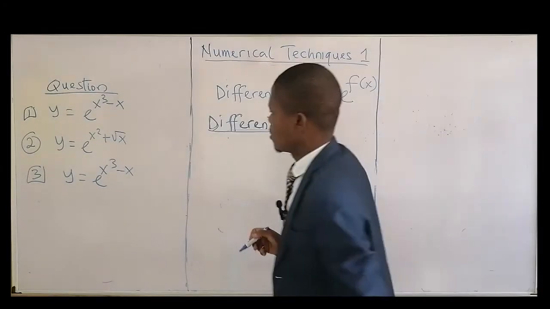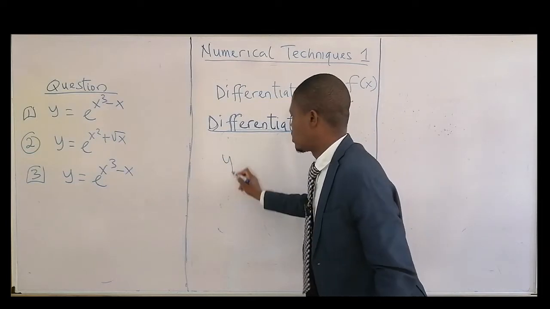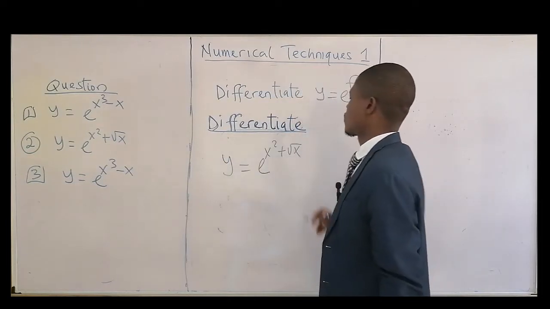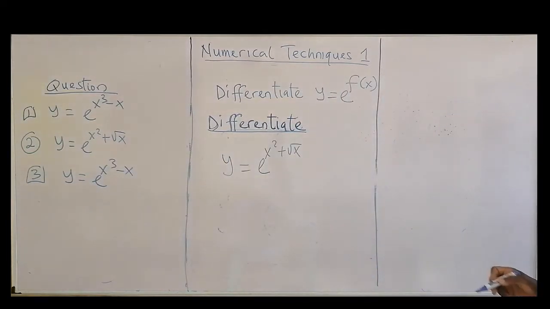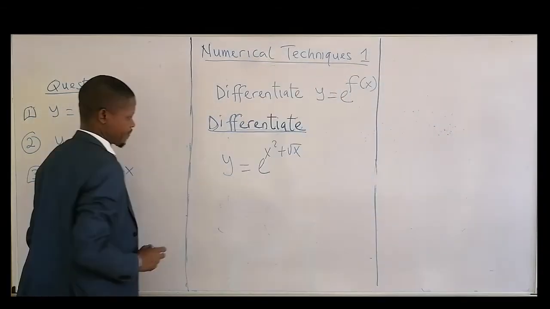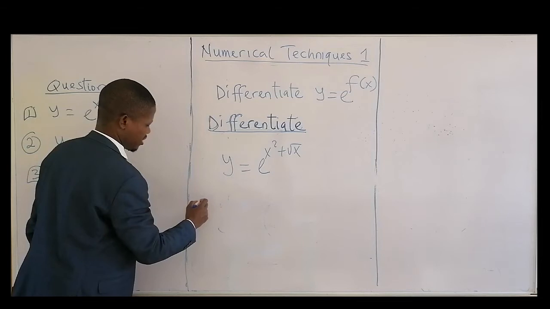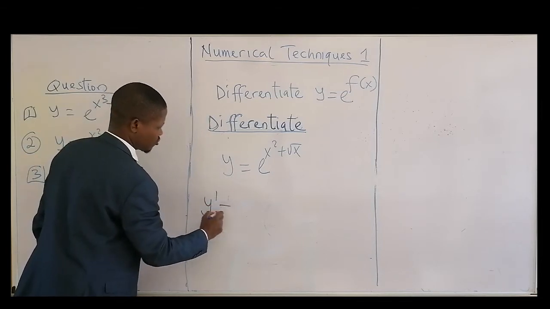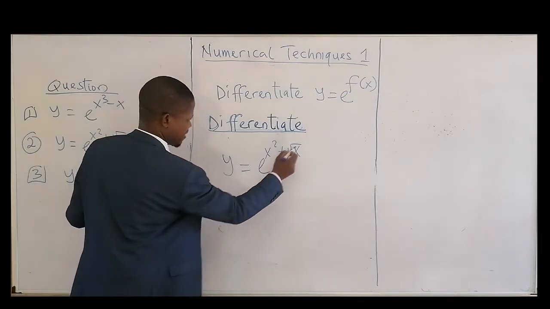Question 2. Differentiate y equal to this. We're going to use the two methods. The first method: dy dx will be equal to the derivative of what?